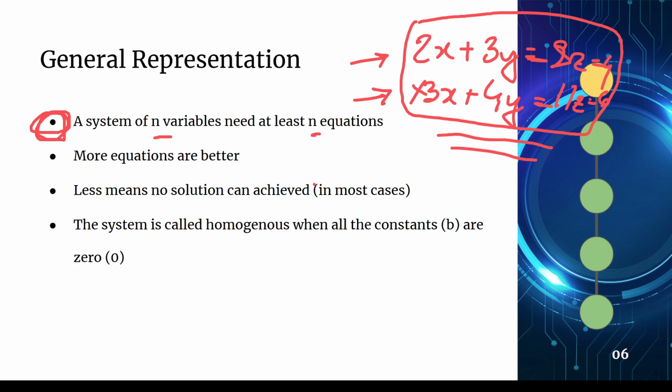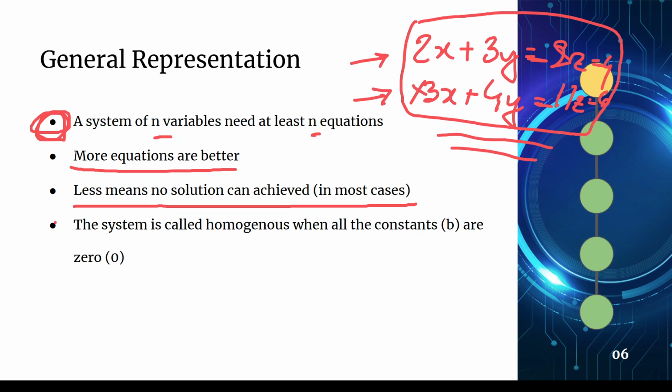We cannot work with fewer equations. We need more equations, and actually more than n are better. Systematically, statistically, the more equations we have, the better it is. If we have fewer equations, it means no solution can be achieved in most cases.